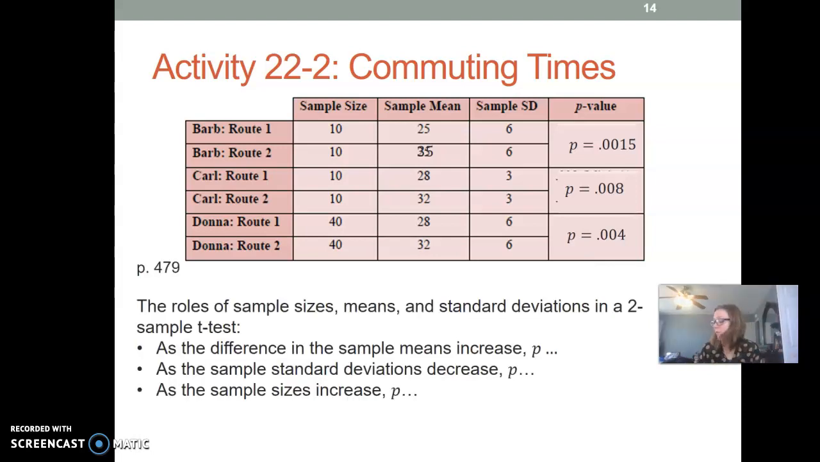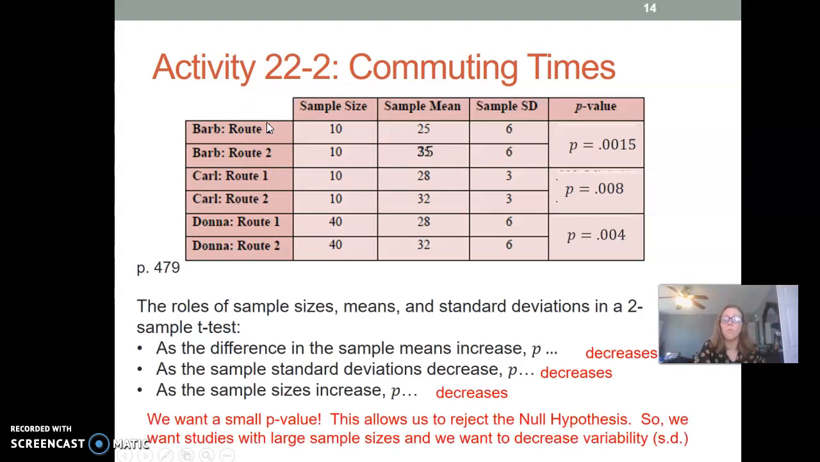So what can we conclude? If you look on page 479, let's look at the roles of sample sizes, means, and standard deviations in these two-sample t-tests. As the difference in sample means increases, like Barb's value, where there's a bigger difference, the p-value gets smaller. As the sample standard deviations decrease, look at Carl's compared to Alex's, p also decreases. And as the sample size increases, looking at Donna's data, p decreases.